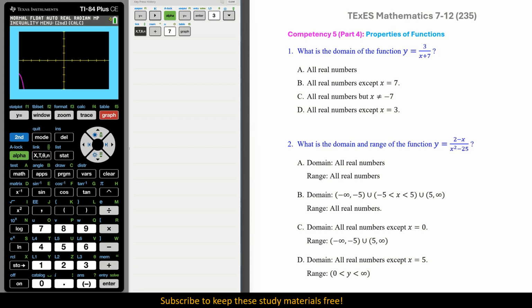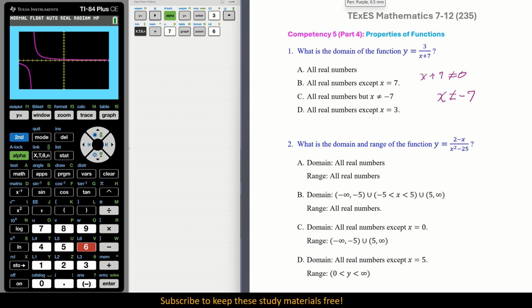Okay, let's look at the graph. Let's zoom in just a smidge. That's a little better. And what we need to say is that x plus 7 cannot equal 0. That gives us the fact that x cannot equal -7 when we solve for x.